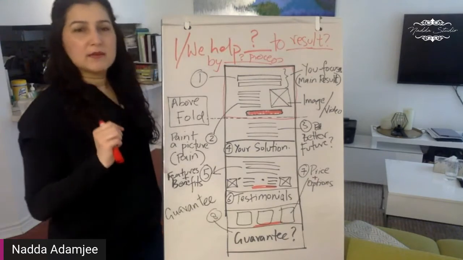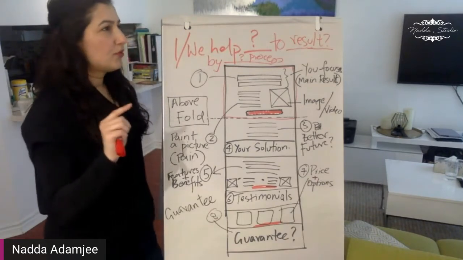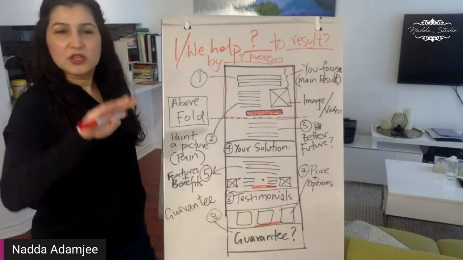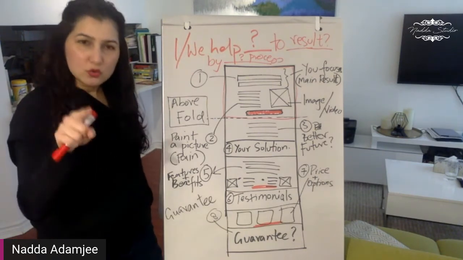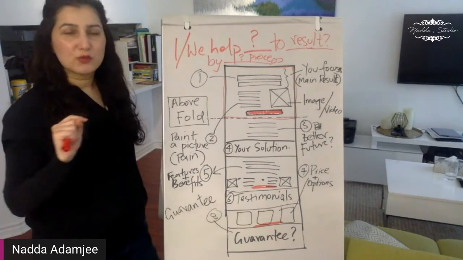How can you make it better? How can you put an element in there which nobody else is doing? That's your secret sauce, right? That's what you are bringing to the table. What is it that you're bringing to the table?